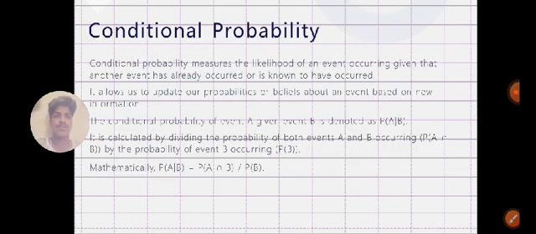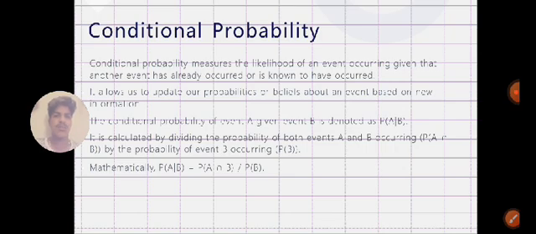Conditional probability. Conditional probability measures the likelihood of an event occurring given that another event has already occurred or is known to have occurred. It allows us to update our probabilities or beliefs about an event based on new information.